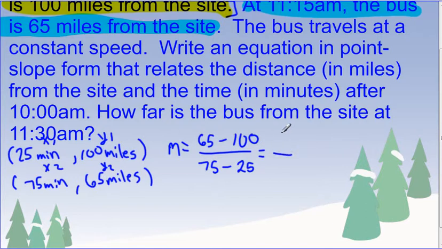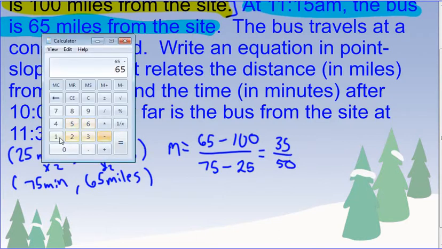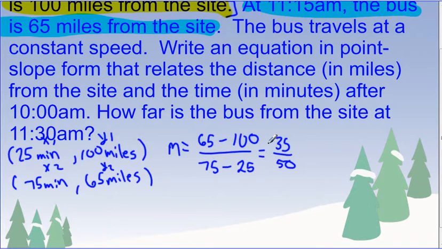That gives us 35 over 50. Is it 35? 65 minus 100. Yep, and it is a negative 35. So negative 35 over 50. Does that simplify? It does. We can divide by 5. If we divide this by 5, we get a negative 7 over 5. And that doesn't simplify anymore. So, unfortunately, as ugly as that is, that's our slope.